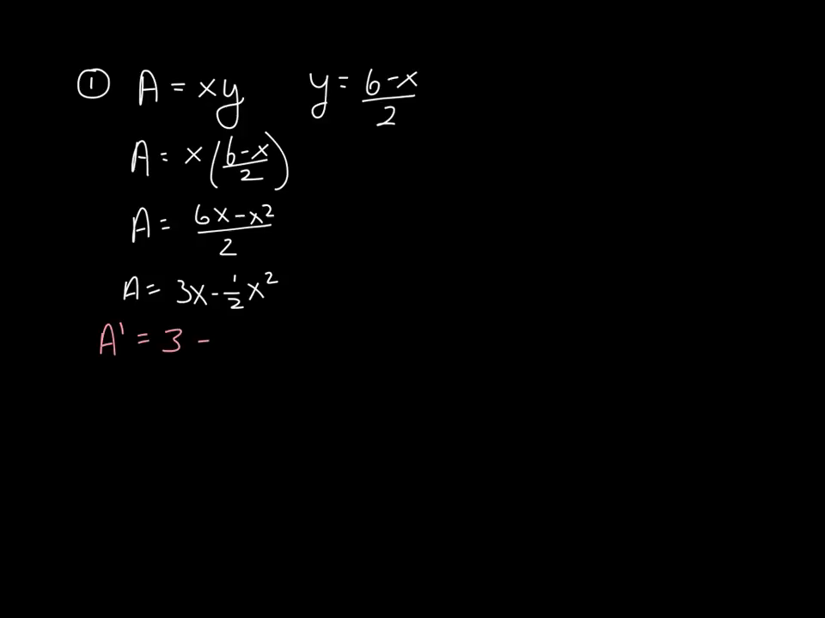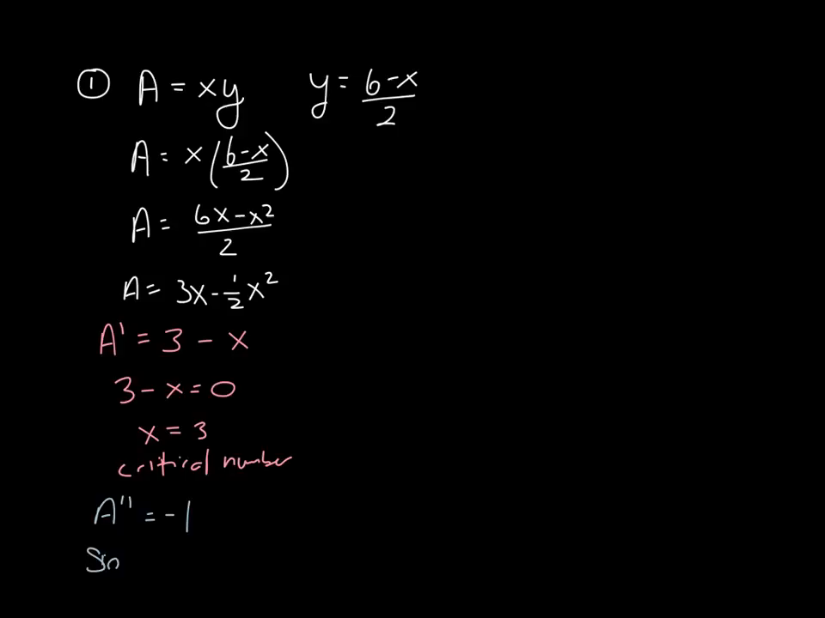So our derivative looks like this, and x equals 3 is our only critical number. Now from here we've got a choice between the first derivative test and the second derivative test. And just because I have a nice polynomial, I am going to use the second derivative test. So A double prime is equal to -1.